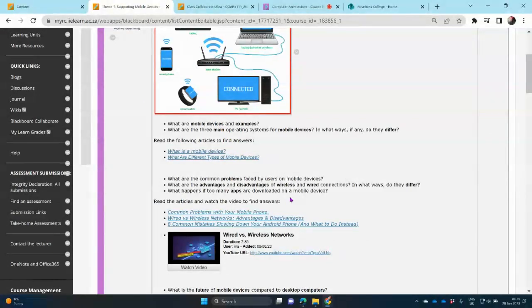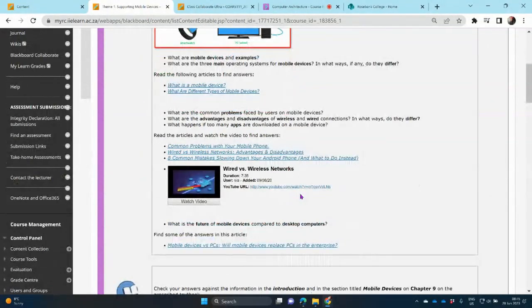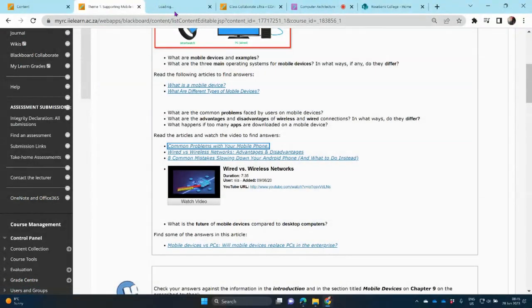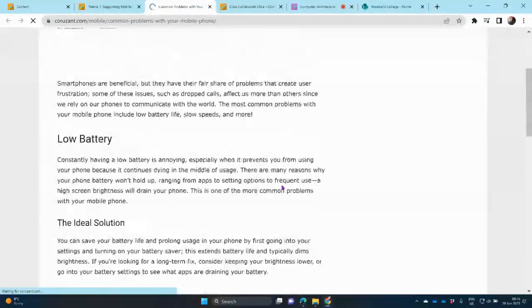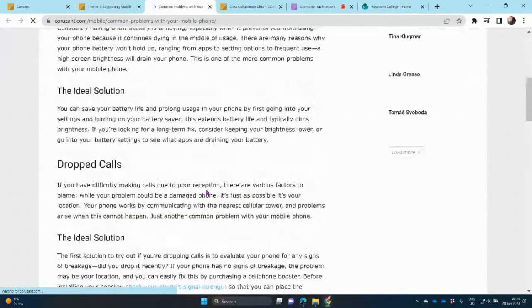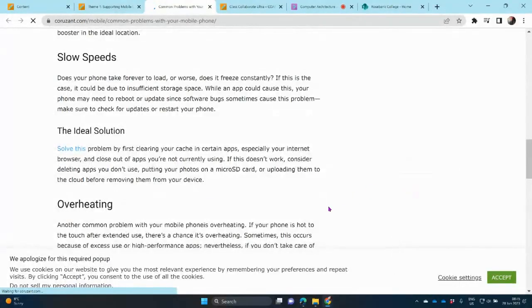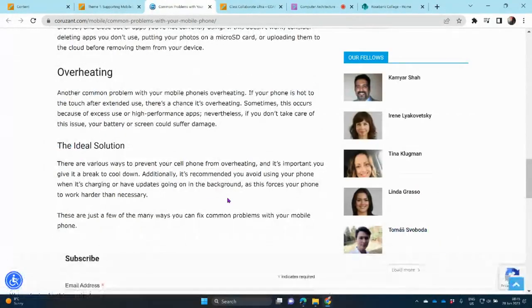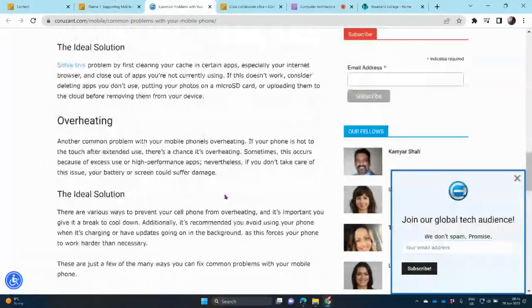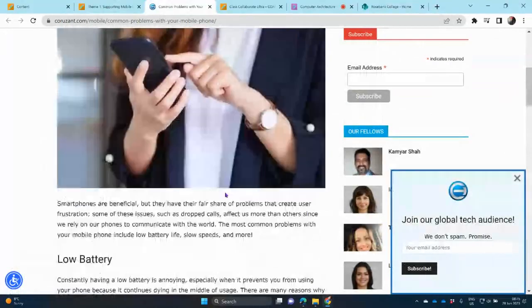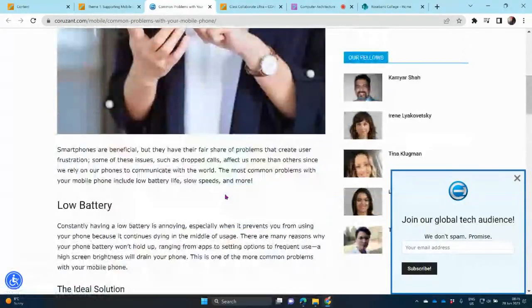We can click on these articles to have a look at what is contained in the article, so that if we have questions related to common problems with your mobile phone, for example, let me open this one up and see what they have to say here. So common problems with your mobile phone: low battery, dropped calls, slower speeds, overheating. So they give us just a couple of problems with the phone.